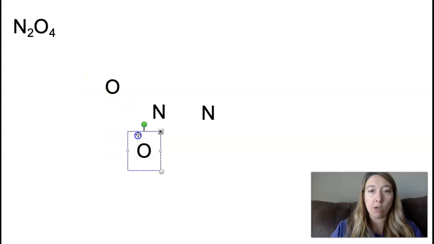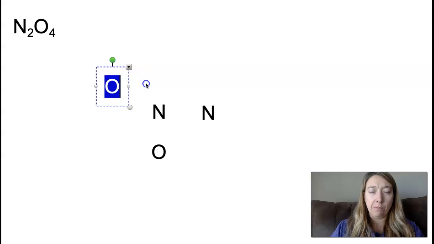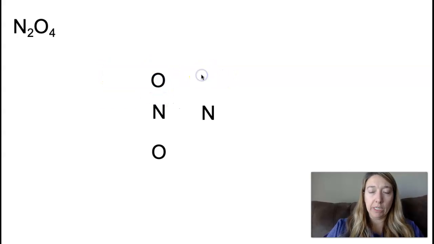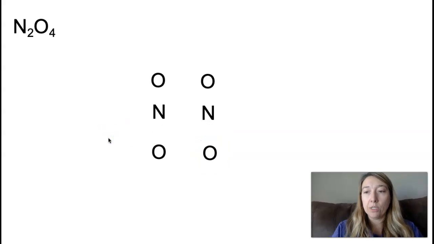You could also draw them... maybe I'll move them around. I'll put them above and below. And then we'll do the same thing over here, an O, and then another O. Okay, so that was our first step: determine our central atom, and figure out the placement of the others.